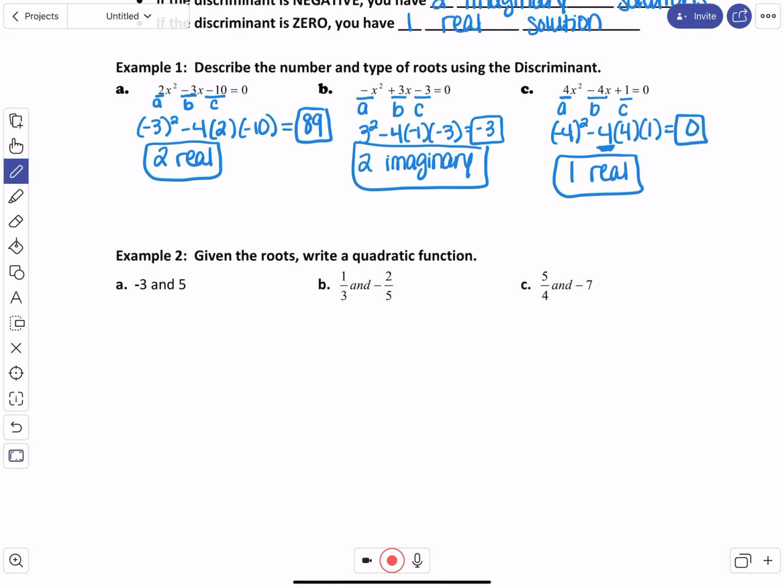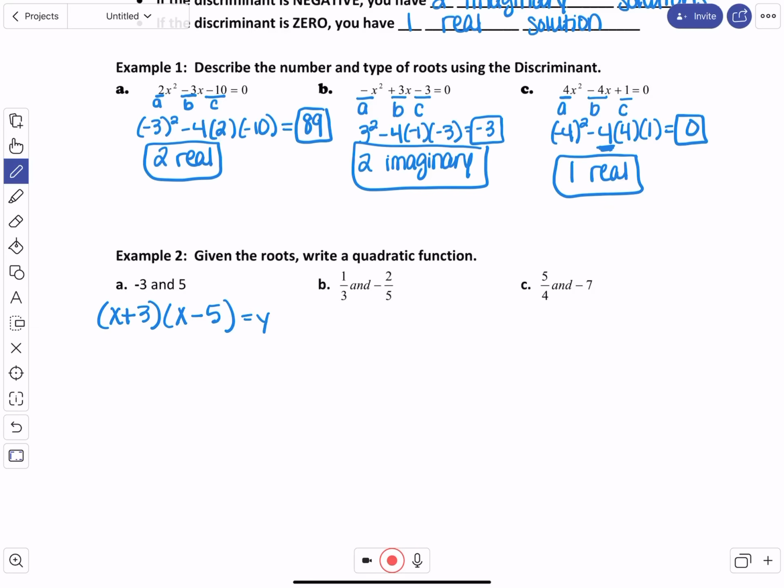So what you're going to start doing is you're going to do the opposite. You're going to put these in parentheses and you're going to take the opposite. So if it's a negative 3, you're going to do x plus 3. If it's a positive 5, you're going to do x minus 5. And you just set it equal to y.